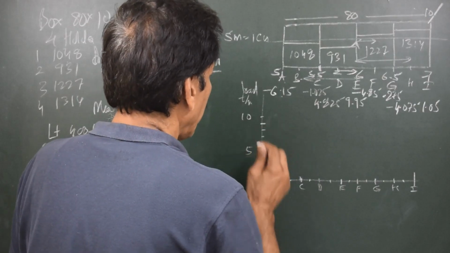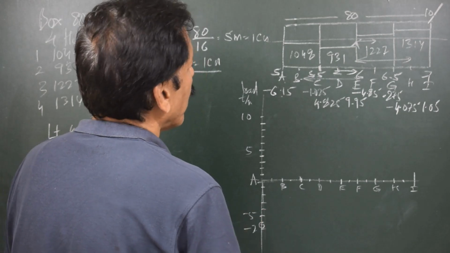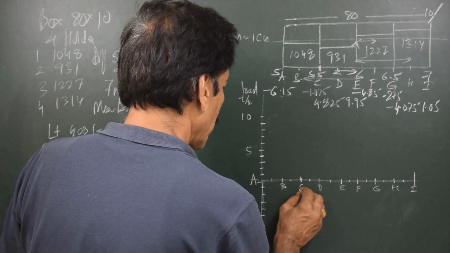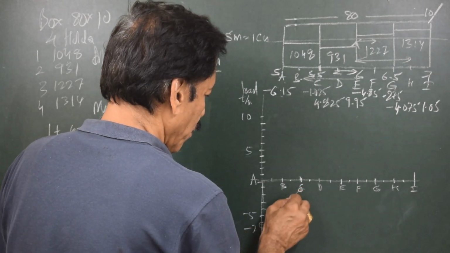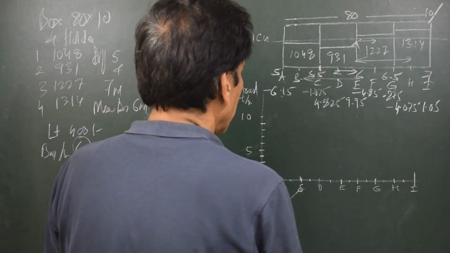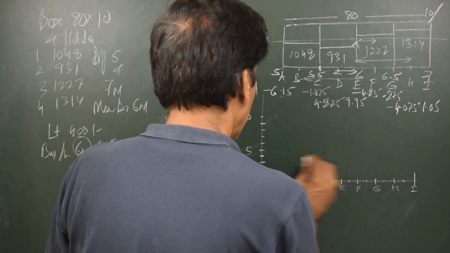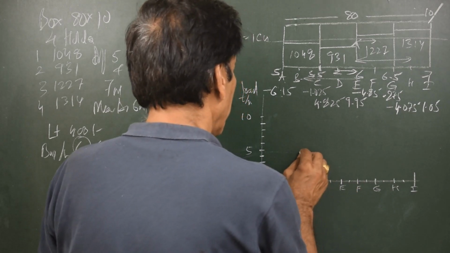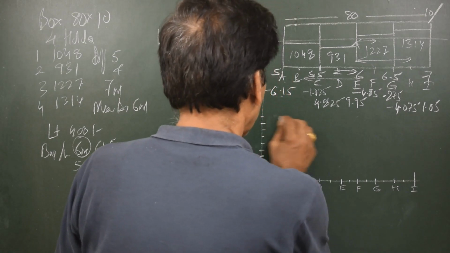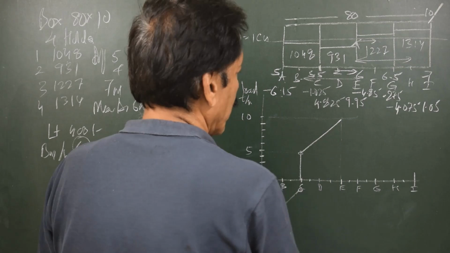So we put the values at A, it is minus 6.15. The value at C within hold number 1 is minus 1.025. From here to here, the curve will run as a straight line because the cargo is level trimmed. At C within hold number 2, the value is 4.825, which would be something like this over here. And E within hold number 2, the value is 9.95. So the curve would go like this.